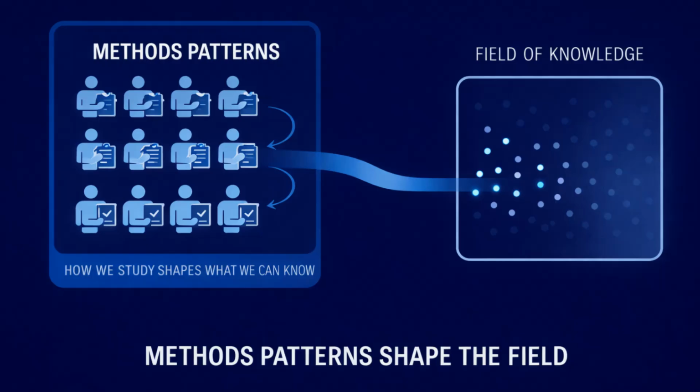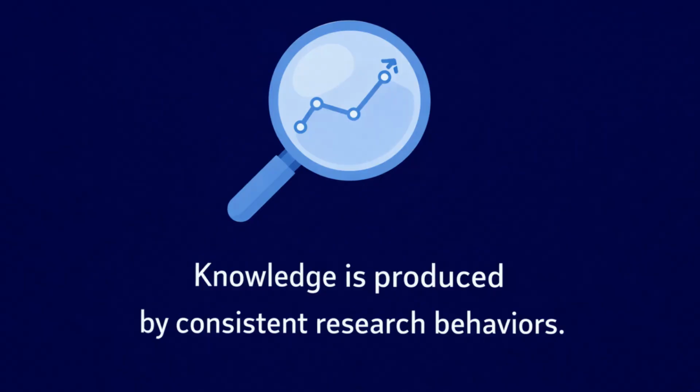When you write a methods pattern paragraph, you are not explaining what researchers found. You are explaining how researchers have been studying a topic and how those repeated choices shape what the field can and cannot know. This paragraph helps the reader understand that knowledge in a field does not appear randomly. It is produced through consistent research behaviors, and those behaviors matter.